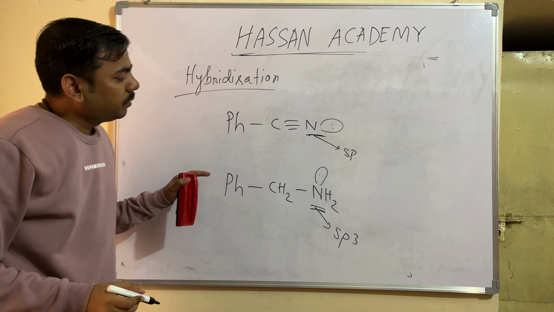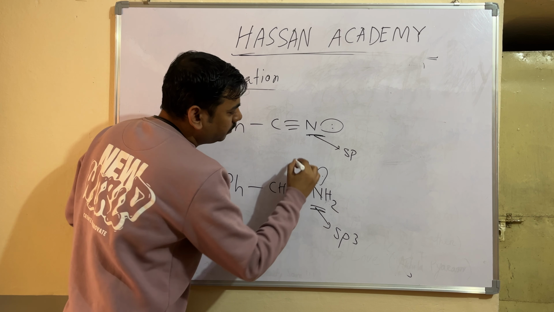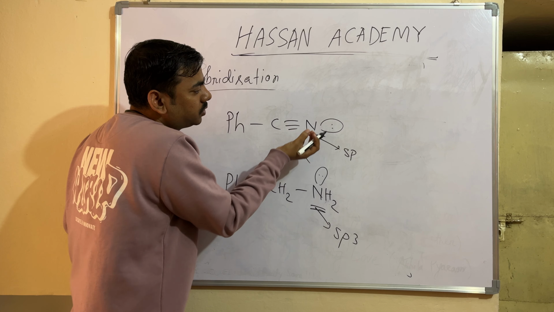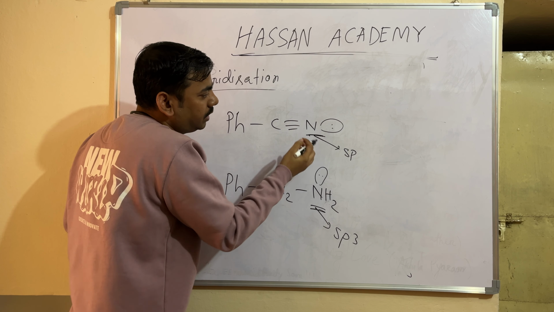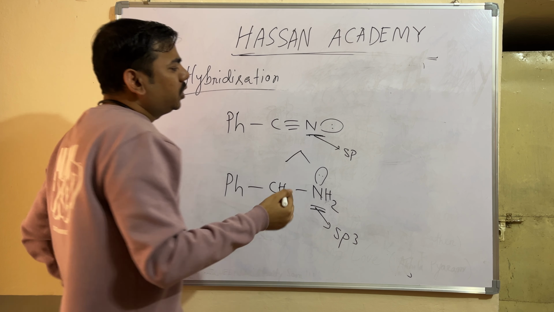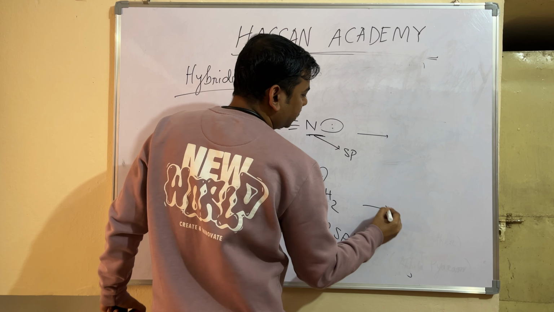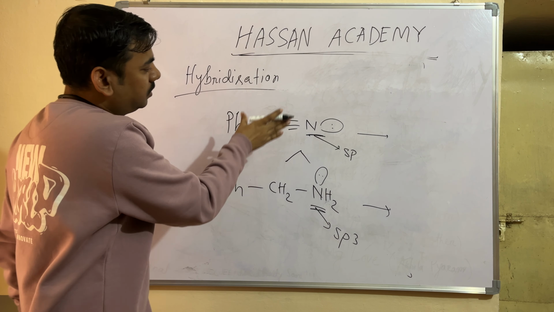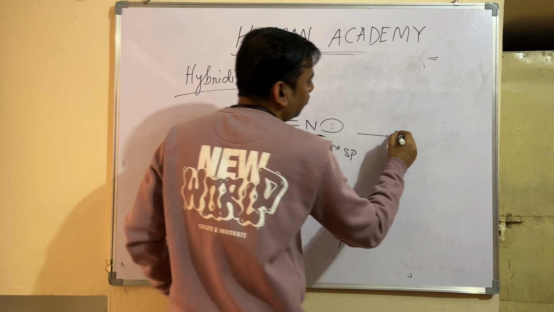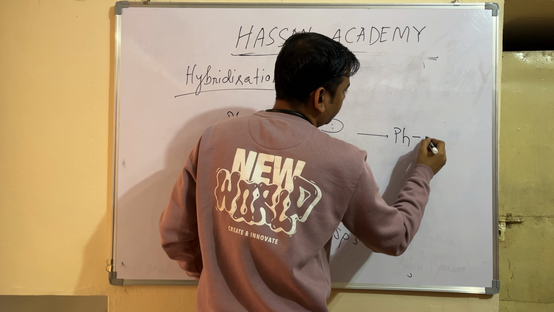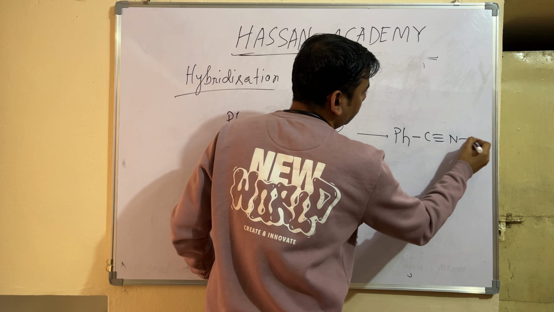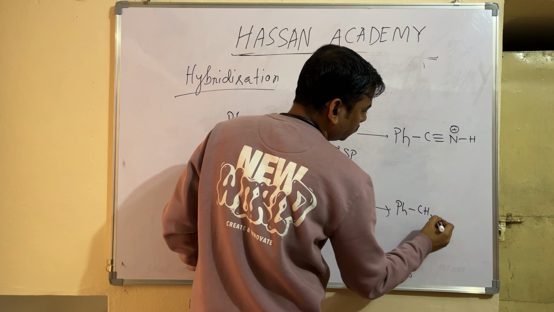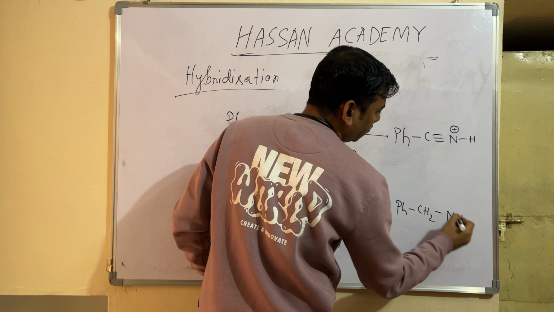So obviously if you go for basicity, which one will be more basic? Obviously the below one is more basic than this one, because this is sp. Sp means more electronegative, so it is holding this lone pair more tightly, so it is not easy to give. Suppose you bring some proton and it has accepted, that means it is basic. Initially it was basic, now you got the acidic form: PhC≡NH+ and PhCH2NH3+.